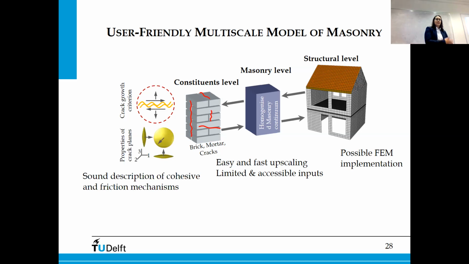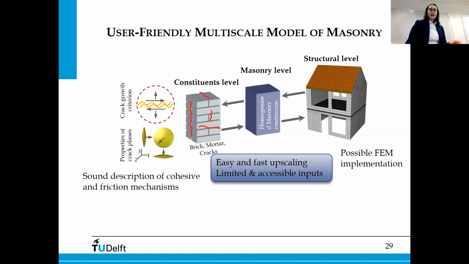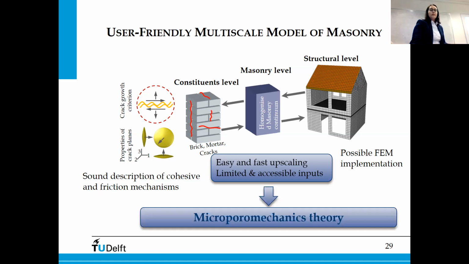And of course, at some moment, we need to say how the masonry will damage, what the criteria are, and how this propagates. So we need a sound description of the physics behind this, about the interaction between cohesive and friction mechanisms. But for now, we try to work on how to create this easy and fast upscaling technique that can work with only limited input parameters. We try to do that by using micropore mechanics theory.